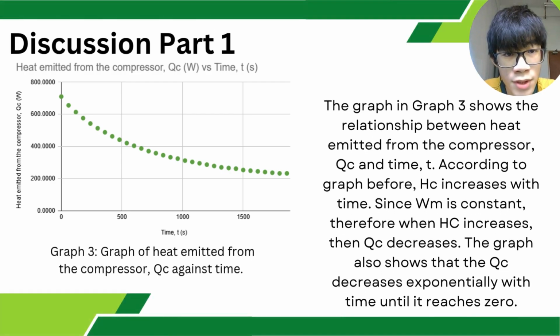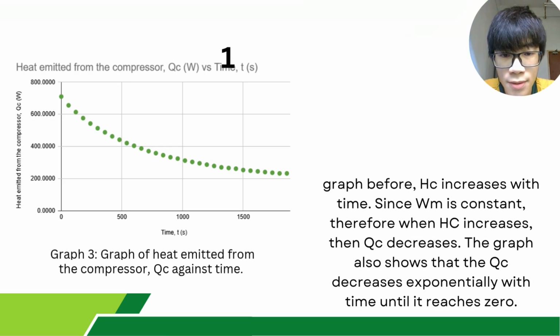And then comes graph 3. Graph 3 shows the relationship between heat emitted from the compressor Qc and time. According to the graph before, Hc increases with time. Since Wm is a constant, when Hc increases, Qc will decrease. The graph also shows that Qc decreases exponentially with time until it reaches 0.